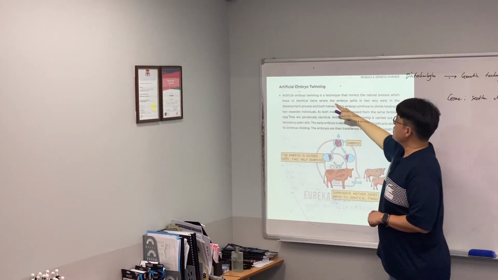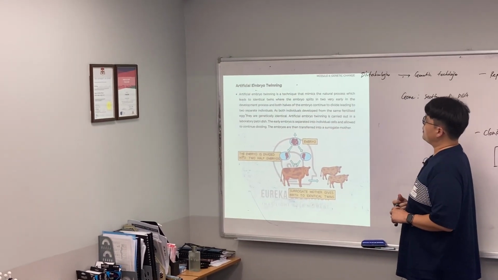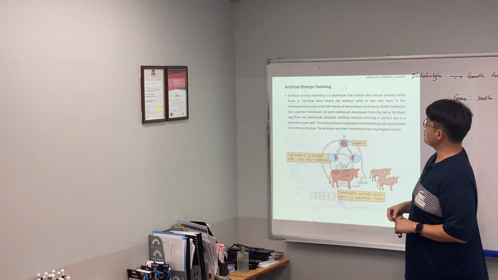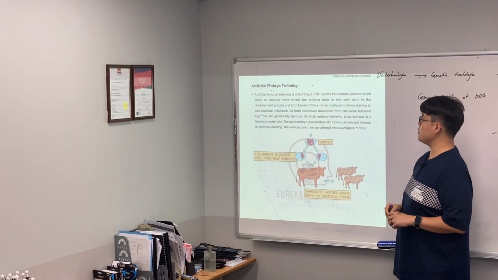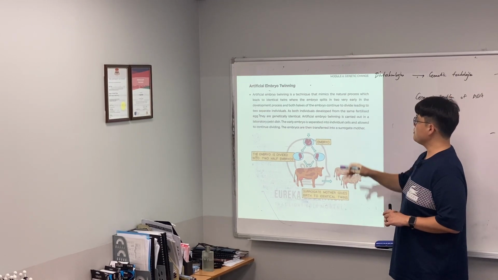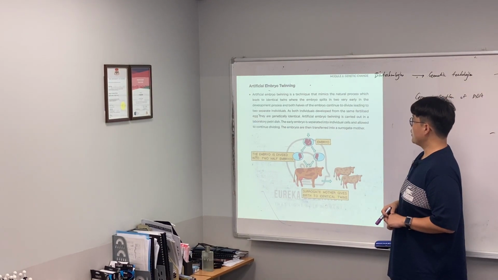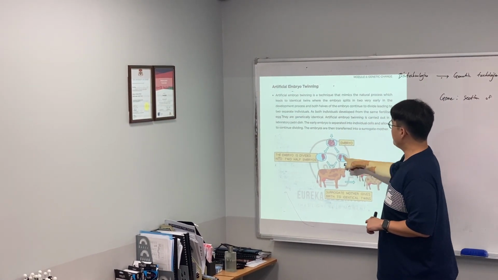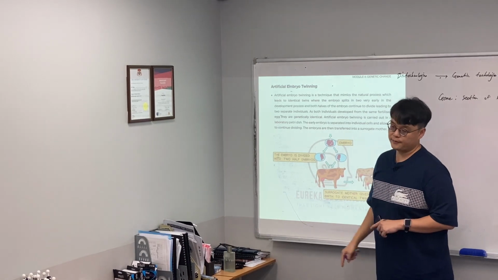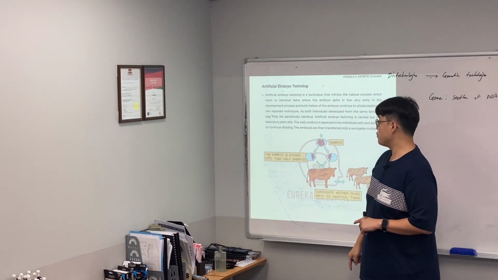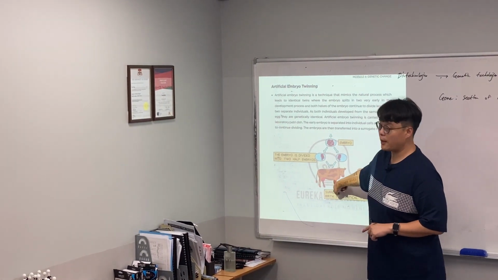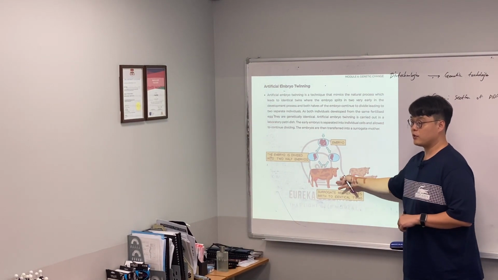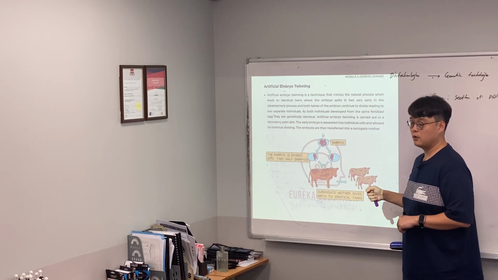Artificial embryo twinning is a technique that mimics the natural process which leads to identical twins, where the embryo is split into two very early in the development process, and both halves of the embryo continue developing. So what we do is, we cut the embryo in half, and then put the halved embryo into the surrogate mother. Then that mother would now have identical twins.